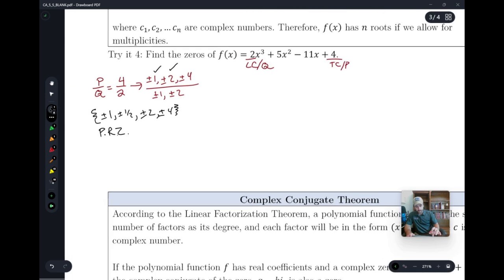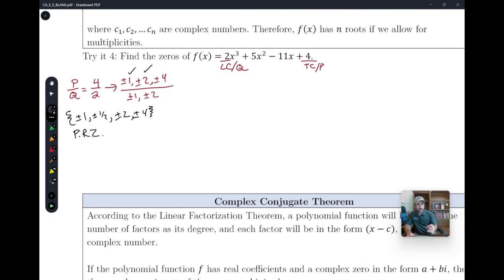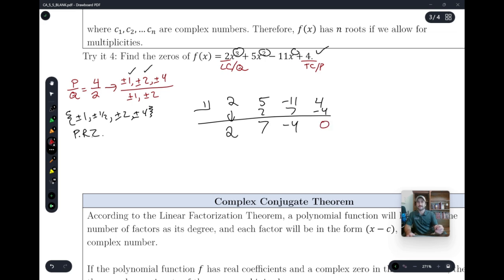So here we go. Let's take 1 and synthetically divide it out. So 1 divided by 2, 5, 11, and 4. Did we skip any? 3, 2, 1, 0. We're good to go. Drop down the 2. 2 times 1 is 2, 7, 7, -4, -4. Hey-oh. First try we found it, which is awesome.